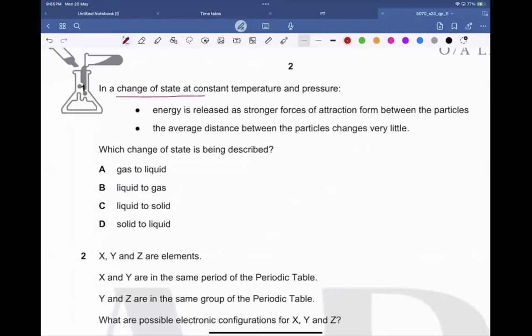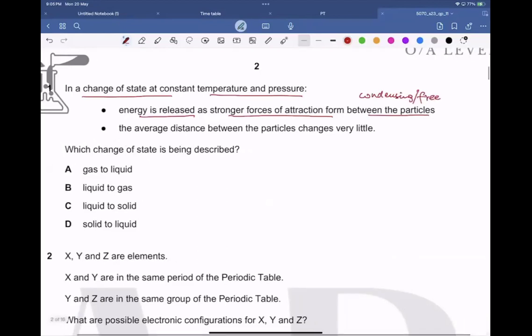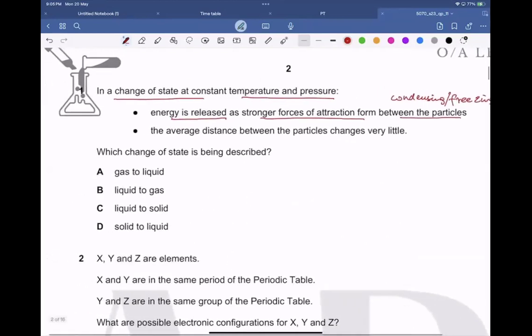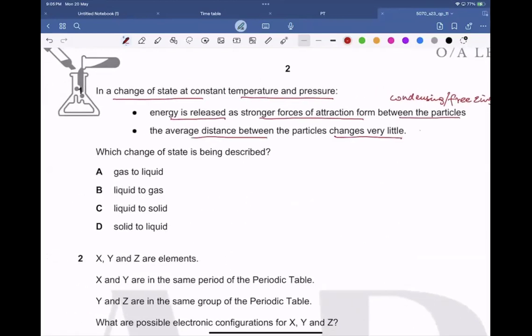In a change of state at constant temperature and pressure, energy is released as stronger forces of attraction form between the particles. Yes, it can be possible when condensing or freezing is occurring, that the energy is released because particles form bonds. The average distance between the particles changes very little. So yeah, it can only be possible when a liquid turns to solid.